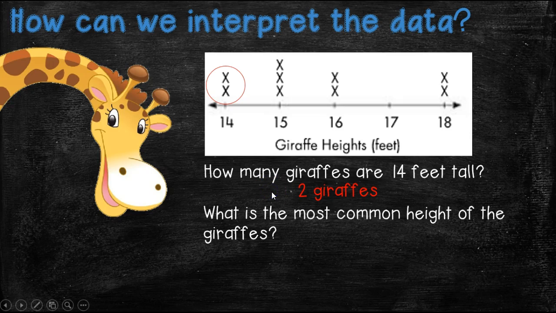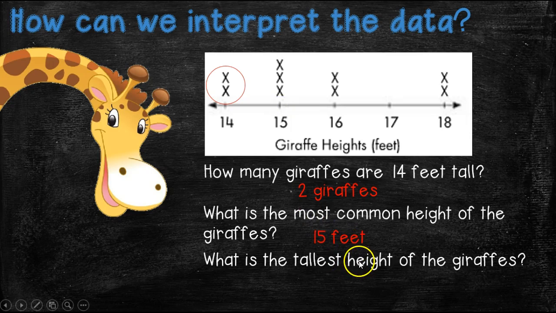What is the most common height of the giraffes? Well, is there a way to know that from this data? Actually, there is. So we're looking at whatever height has the most x's. And in that case, we have 2 here, we have 3 here, we have 2 here, and 2 here. So the most common height is going to be 15 feet. What is the tallest height of the giraffes? Well, we know the tallest number here is 18 that has some x's by it. So we know that the answer for the tallest height has to be 18 feet.